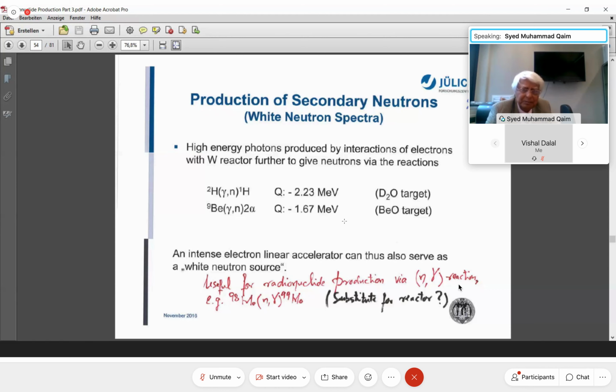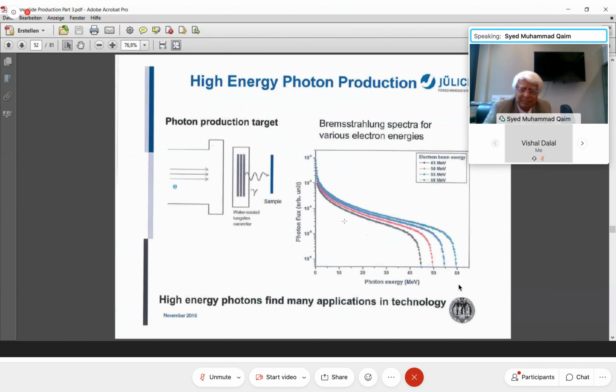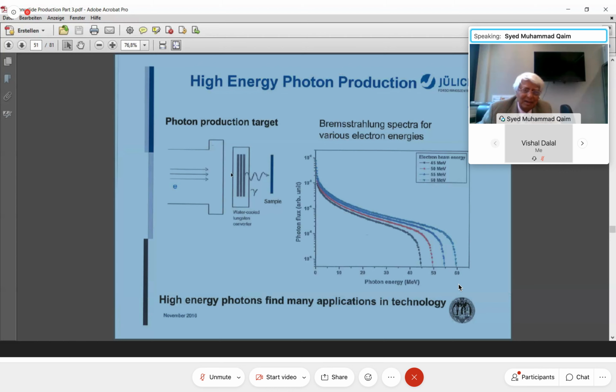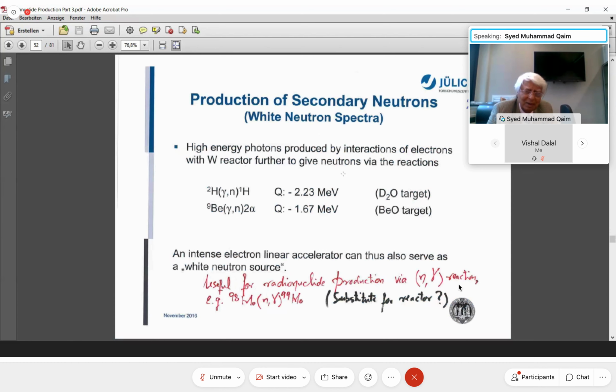I may go back. It's here. We have electrons coming and falling on tungsten, giving you hard gammas. But if you have, near here, a plastic target, a hydrogen or deuterium containing material or a beryllium containing material, the gammas react and you get neutrons coming out. So you get a mixture of photons and neutrons coming out.